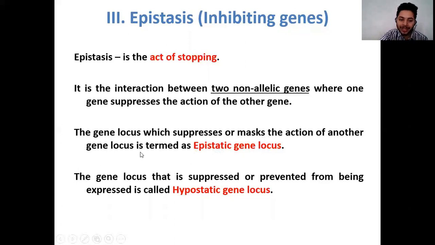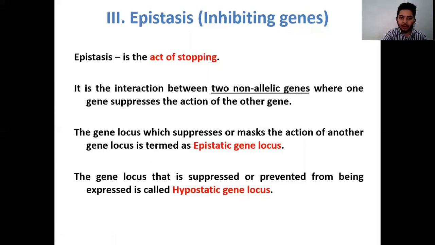So such a dominant gene locus, which is always going to get expressed, is called the epistatic gene locus. Now, the other gene locus, which is not going to get expressed, which is always going to be suppressed or prevented from being expressed, is called the hypostatic gene locus. So when the epistatic gene locus is expressed, the hypostatic gene locus will not be allowed to express. This is basically the phenomenon of epistasis.